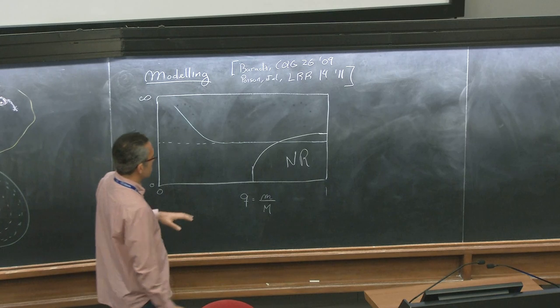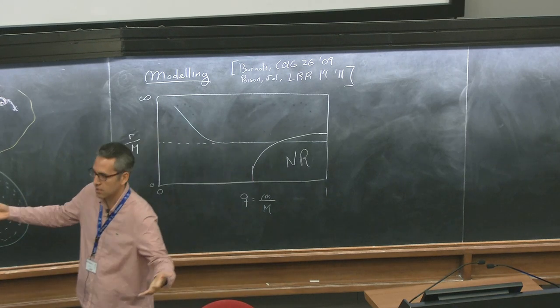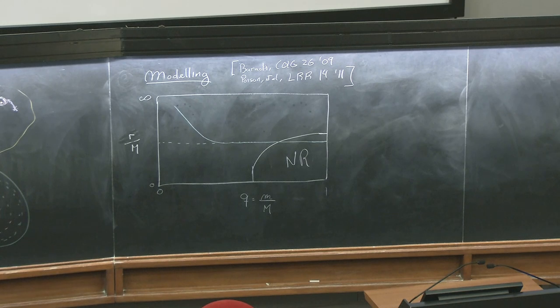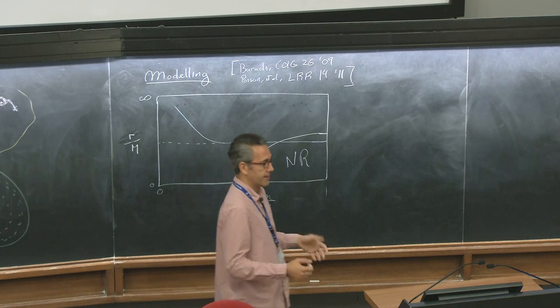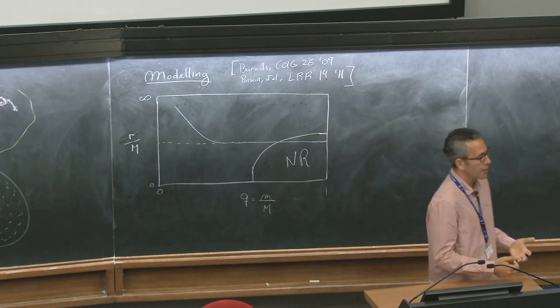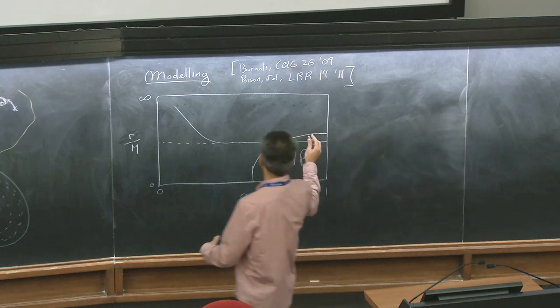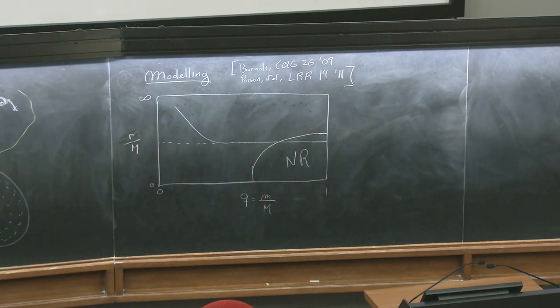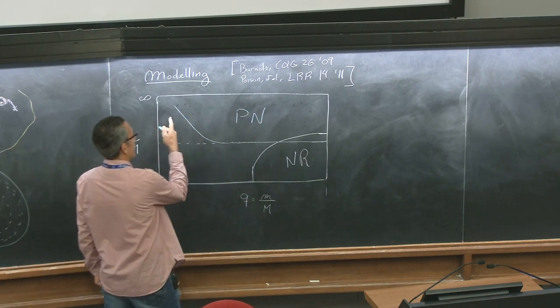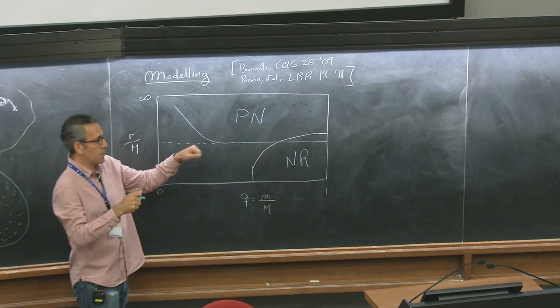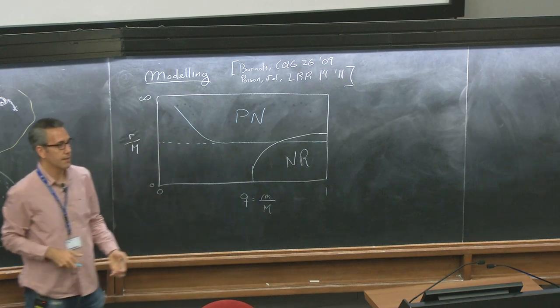So yes, these are essentially Taylor expansions in V over C. OK? So you might ask, well, we know what to do to improve the convergence properties of a series. We resum it. OK? So there's ways in which you can resum these expansions. And one way that's very, very clever and very effective is the so-called effective one-body approach. You can think of it as a resummation that tries to make post-Newtonian, which I forgot to label, more and more accurate, if you want, more and more valid in this regime and actually in this regime too. Like it wants to push this line to the left and this line down, OK?